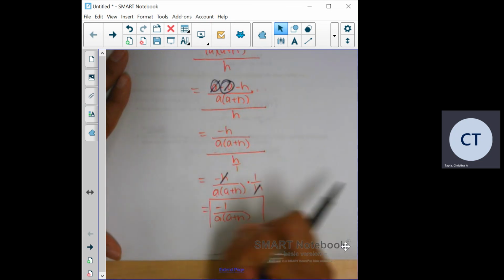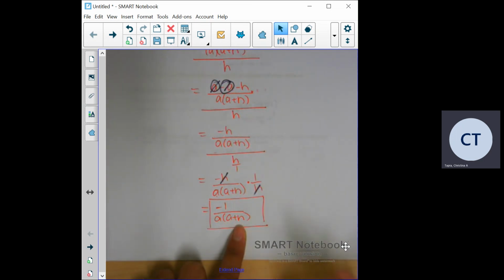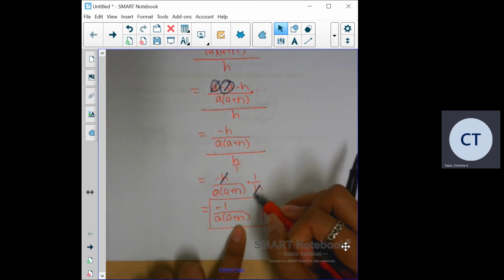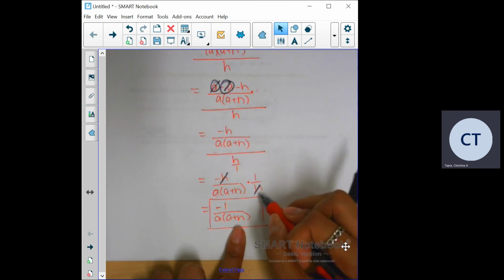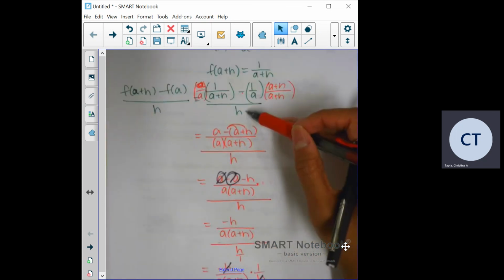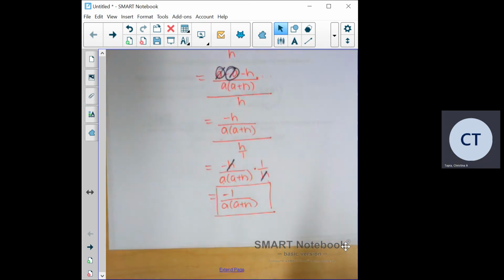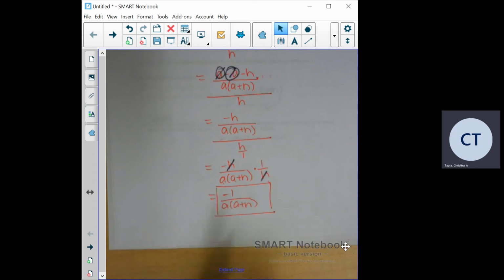This is your answer. If you're like, wait, Miss Tapia, there's still an h in the denominator. There is, but we eliminated the denominator that had the h at the very beginning. So this h, 1 over h, was the very beginning h that we had at the beginning of our problem. So this one's okay. If you distribute that a to both of those terms, you'll still get credit. But remember, I'm a little lazy. I don't want to have to do it unless I have to.